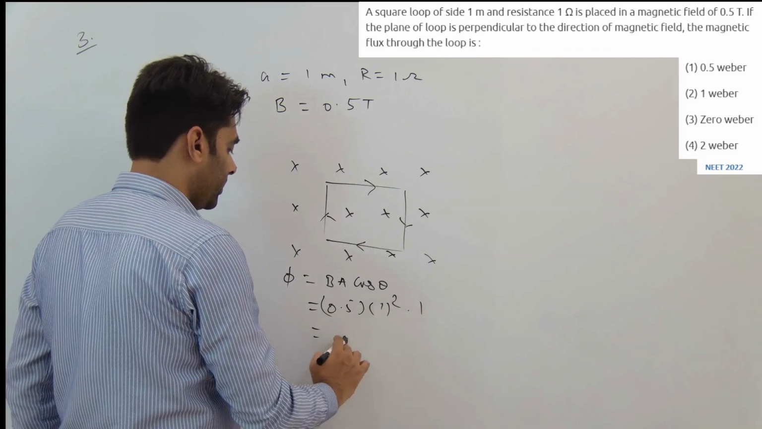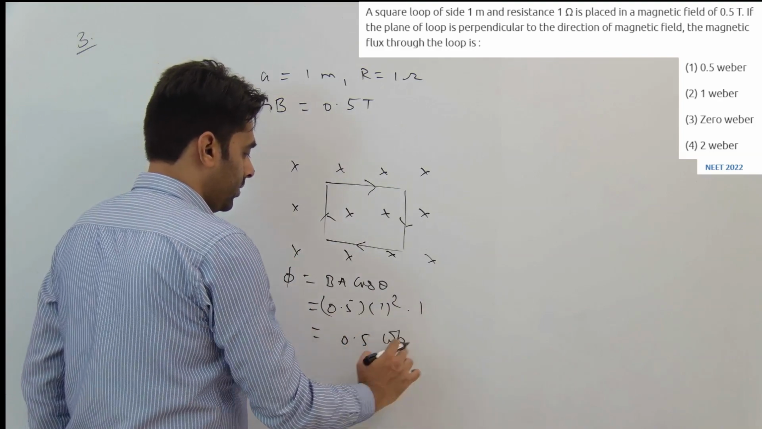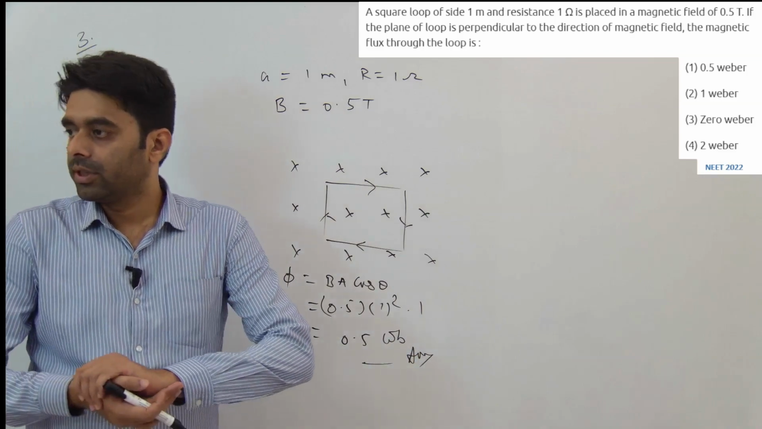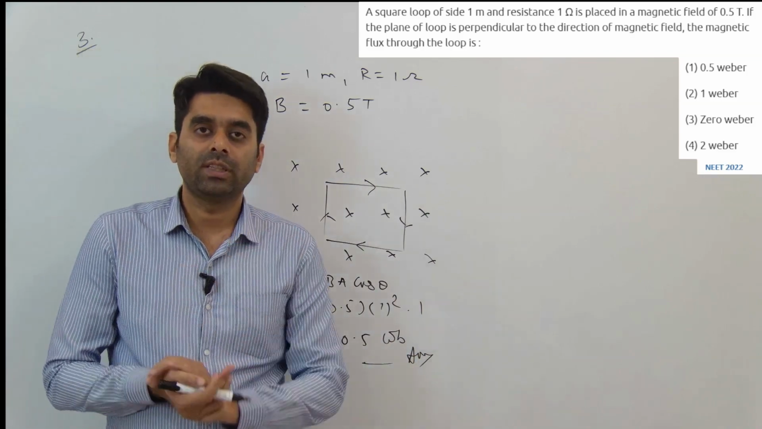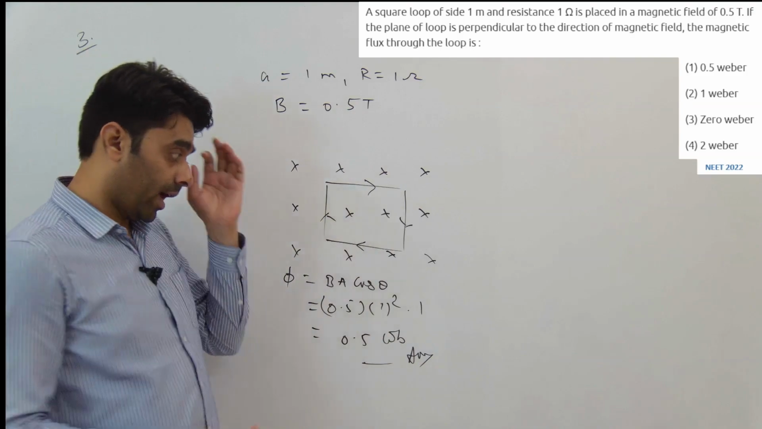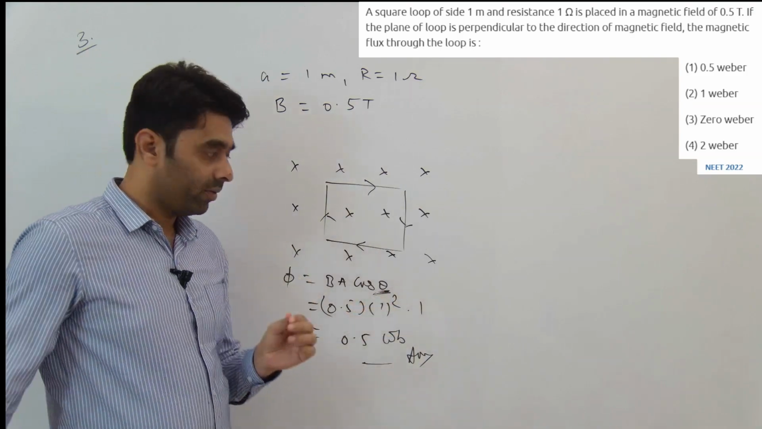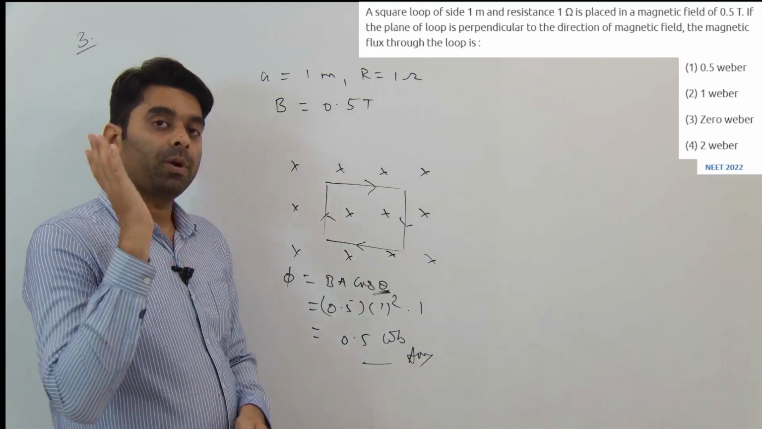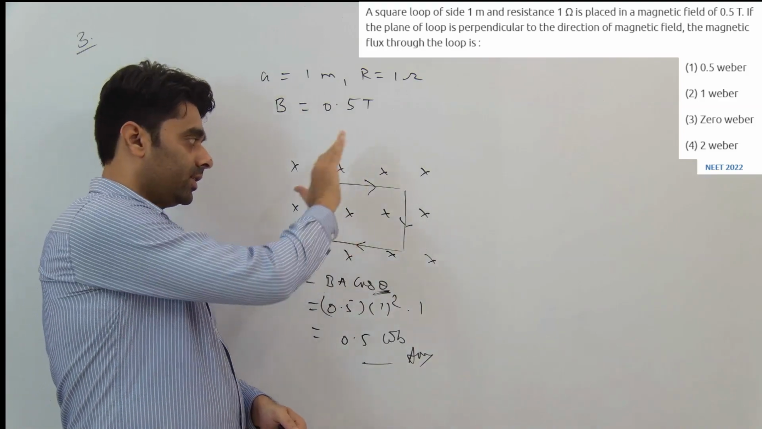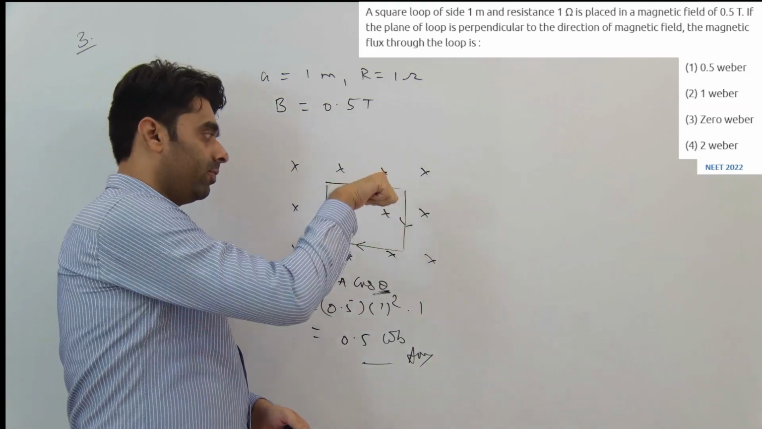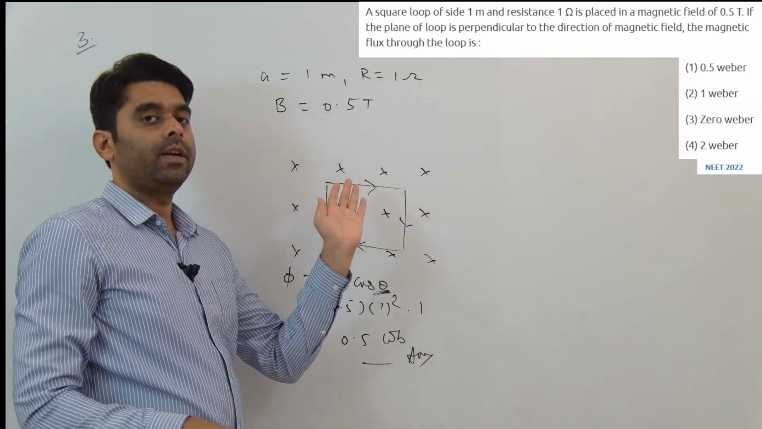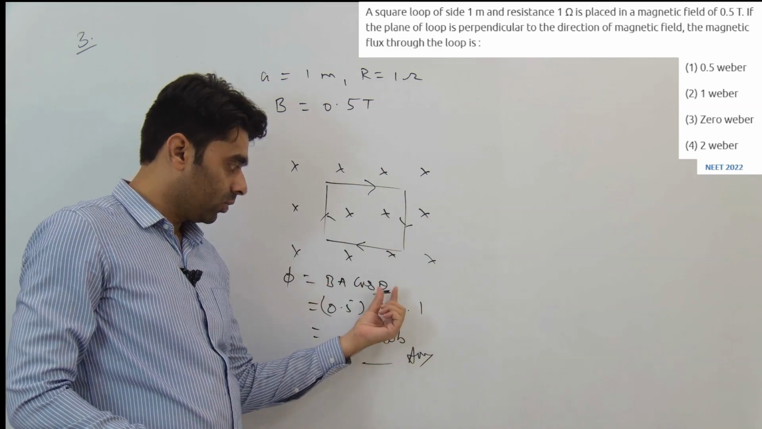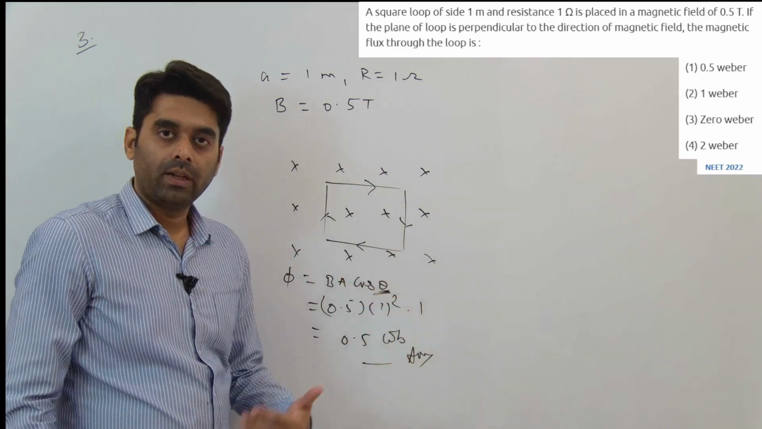When we solve it, we'll get 0.5 Weber. Option number 1 is our correct answer, right? I hope the angle thing is clear to everyone. How do we find the direction of area vector? Area vector is always perpendicular to the plane; turn your fingers in the direction of current, and the thumb will give you the direction of area vector. Magnetic field inward, area vector inward, and both are in the same direction. So cos 0 is your 1. Let's move ahead.